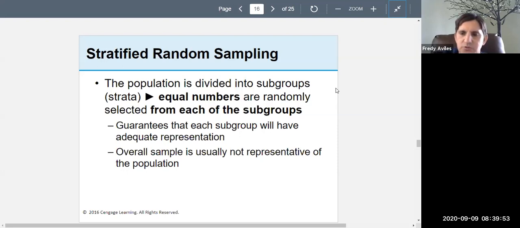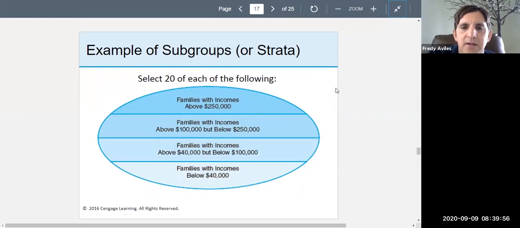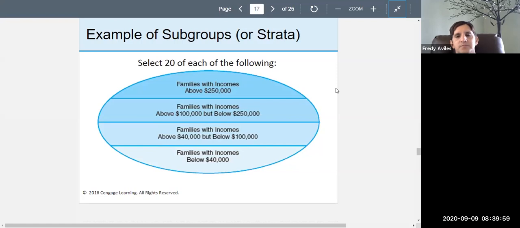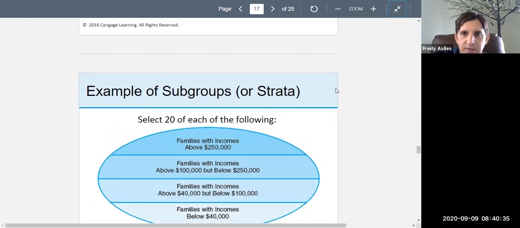Before I move on, let me just show you an image here so you understand what we mean by that. So let's say you're interested in studying income, let's say family income. What you can do is break up families into 4 different groups: families with incomes above 250,000, families with incomes above 100 but below 250, families with income above 40 but below 100, and families with income below 40,000. Okay, you break up the population into those 4 different groups, 4 different strata, and you select an equal number from each. That is stratified sampling.